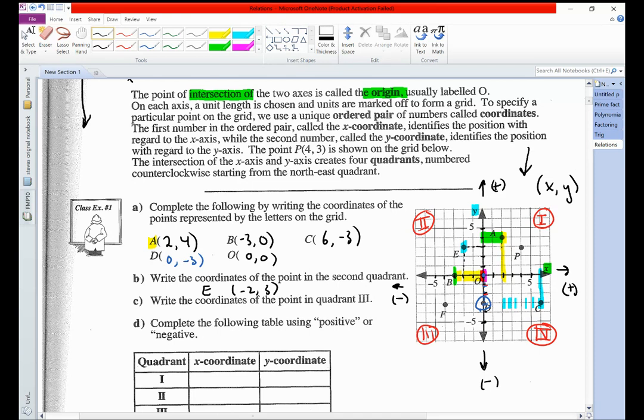Write the coordinates of the point in quadrant 3. So it looks like F is in quadrant 3. So it's going to be -1, 2, 3, 4 for the x, and -1, 2, 3 for the y.